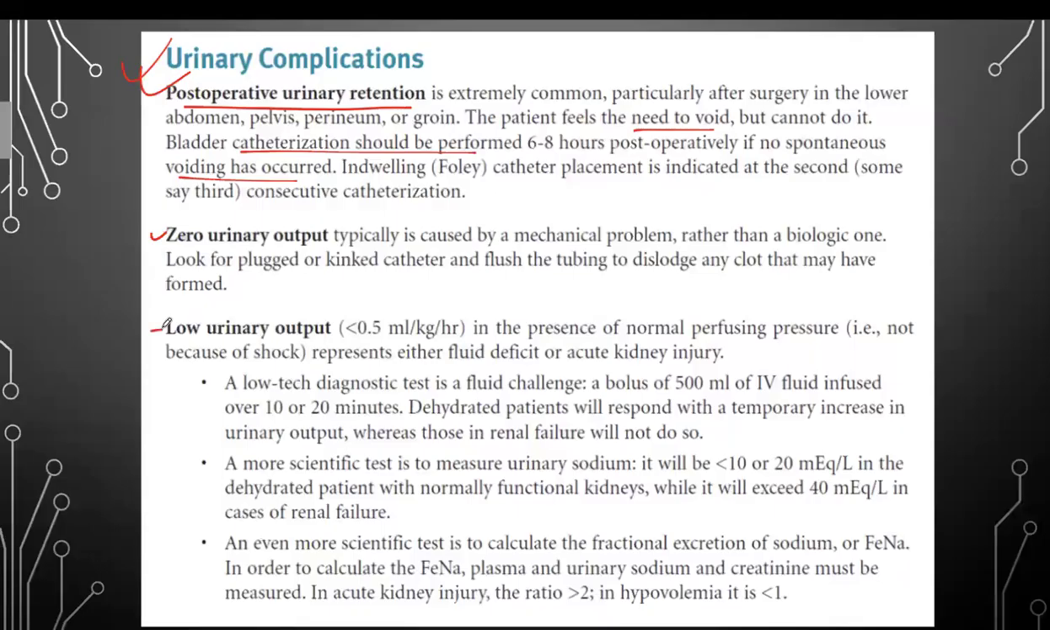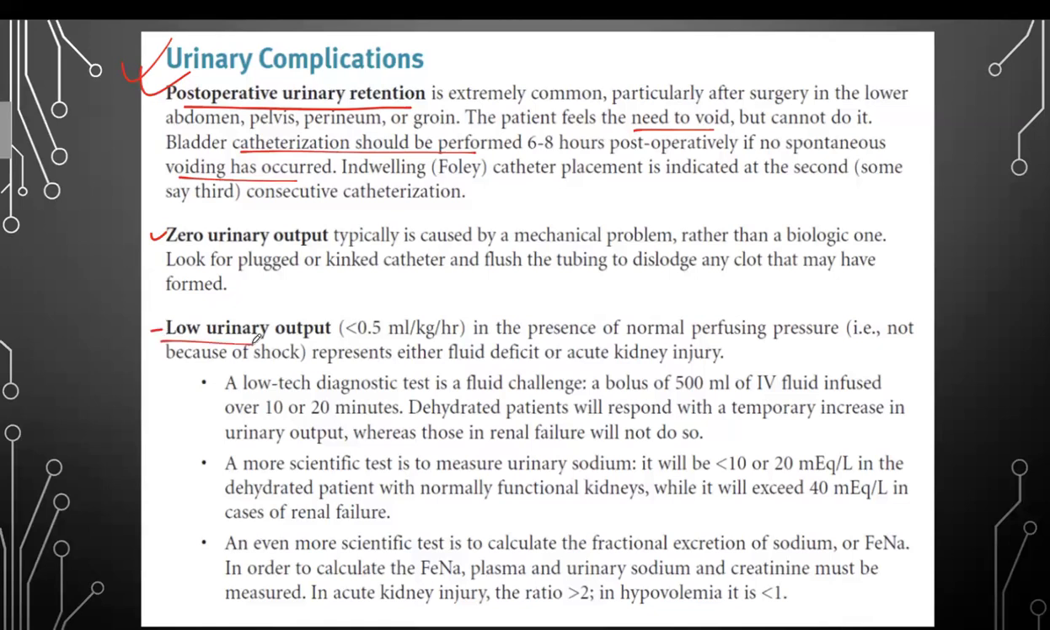You inserted the catheter, but there is no urinary output. If there is no output at all, most of the time it could be just a mechanical problem, which means maybe the catheter is kinked, or maybe there is a blood clot which is completely obstructing the catheter. So in such a case, the first thing we do is to flush the tube to dislodge any clot.